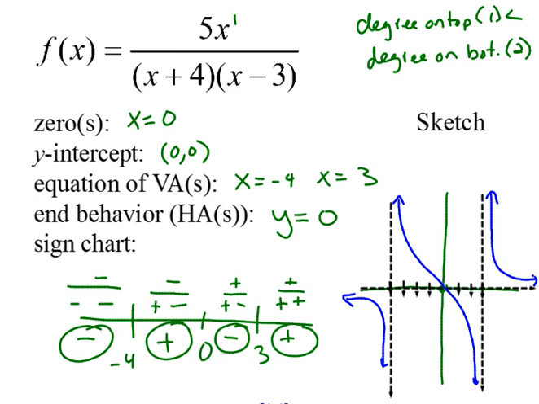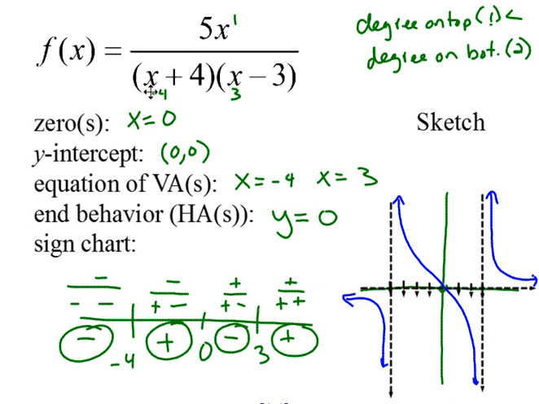Zeros are going to be where the numerator equals 0, so x is 0. Your y-intercept, plug 0 in for the x's. You'll have 0 over negative 12, which is 0. Your vertical asymptotes are where your denominator equals 0, so at x equals negative 4 and x equals 3. Your end behavior, since your degree on top is 1 and your degree on bottom is 2, if you were to FOIL that through, your degree on top is less than your degree on bottom. So your horizontal end behavior is going to be y equals 0.